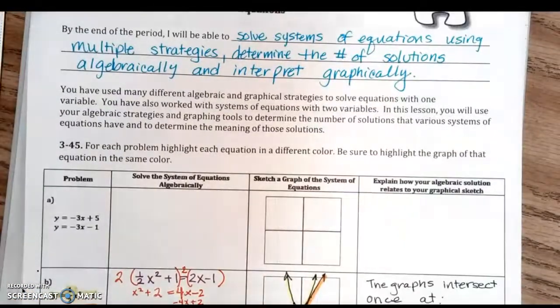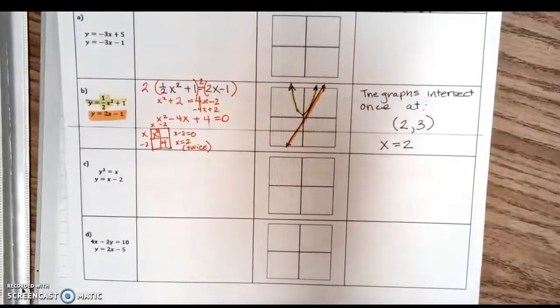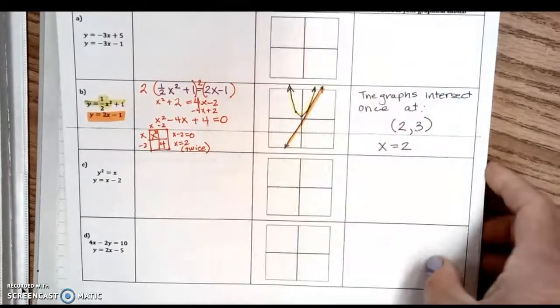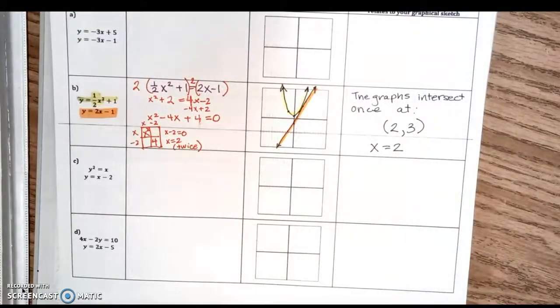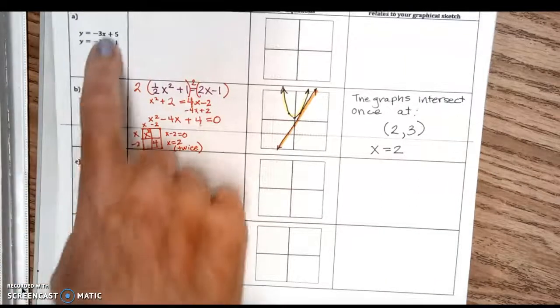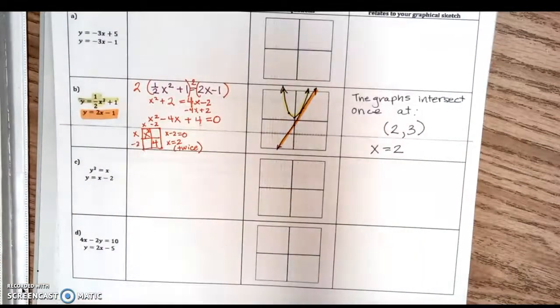Okay, for page 12, we're going to do question 45. It says, for each problem, highlight each equation in a different color. Be sure to highlight the graph of that equation in the same color. So there are 4 parts. There's A, B, C, and D. I'm going to do part B, as in boy, with you. And then in your team, you're going to do A, C, and D.